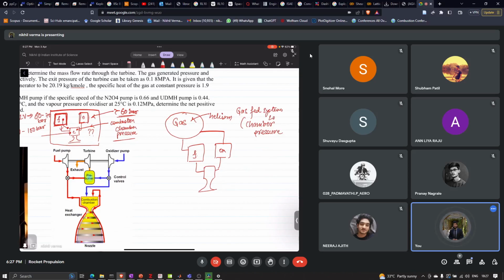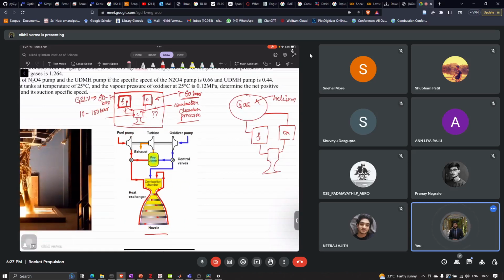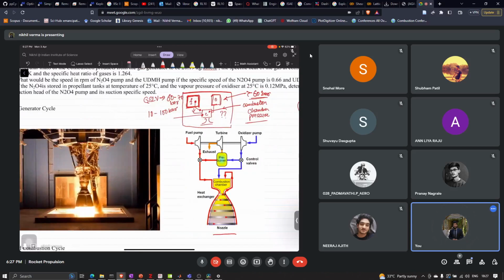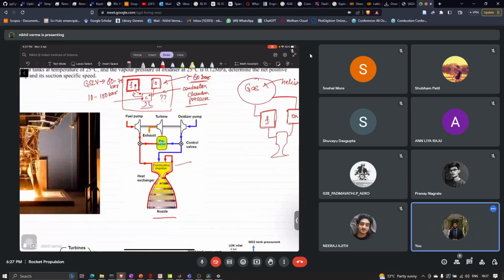So we have low chamber pressure, but for higher chamber pressure we need a pump which can increase the pressure from the fuel tank or the oxidizer tank and pump it into the combustion chamber. To have this, we can have different types of cycles.